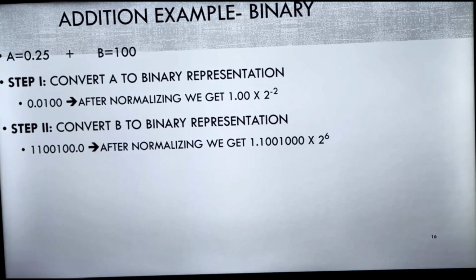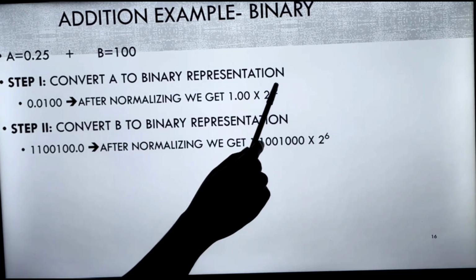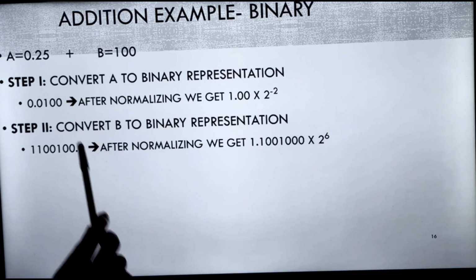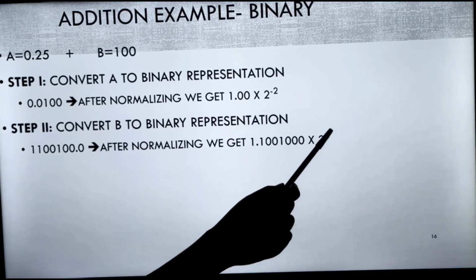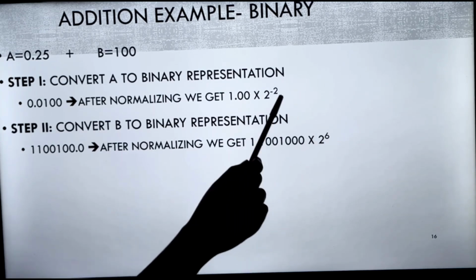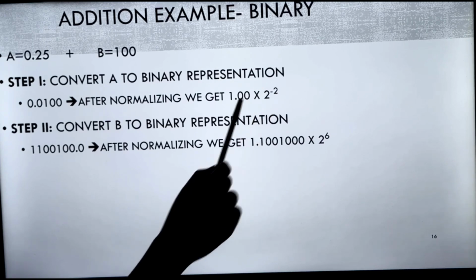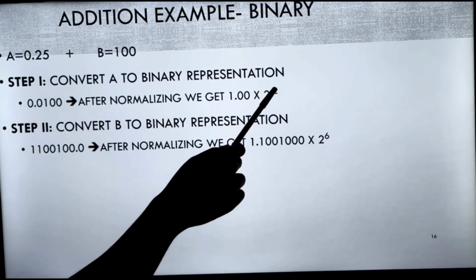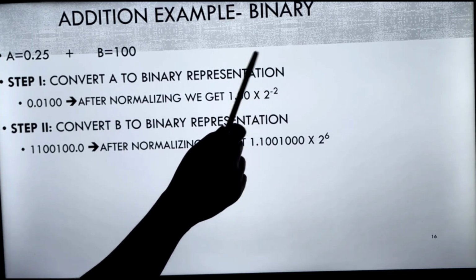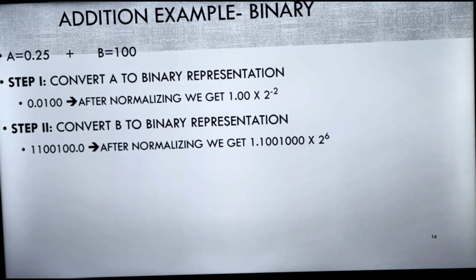Fine, you understood that? What next I have to do? I have to make this exponent the same for both the numbers, and we will go for the largest one. What is the largest value I have out of these two? 6. That means somewhere I have to make it 6. Fine. What is there? I have minus 2. From minus 2 I have to make it 6. So how many times I have to move? 8 times, right? 8 times left hand side.